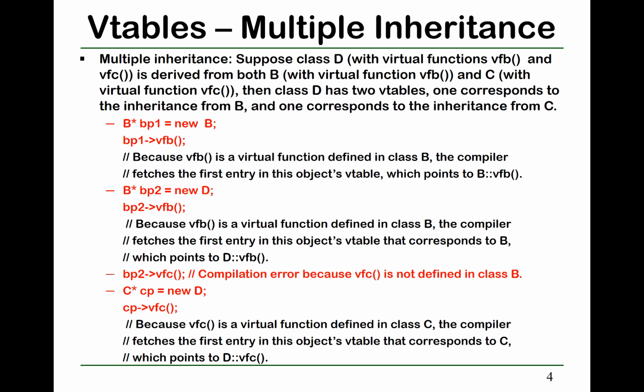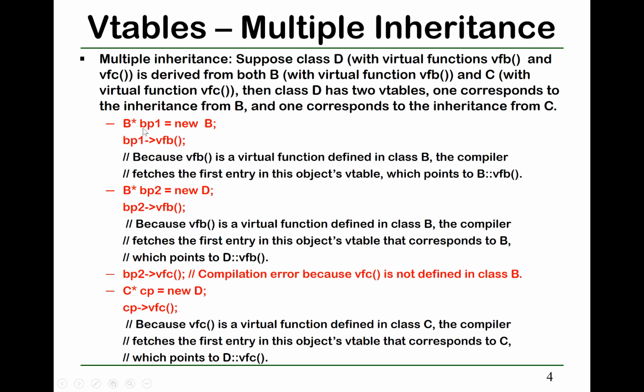And sometimes we have multiple inheritance. Suppose we have a class B with virtual function vfb and class C with virtual function vfc. So now we have a class D that inherits from both class C and class B. This class D has its own implementation of vfb and vfc. Now let's take a look at these four code segments, and see how they work.